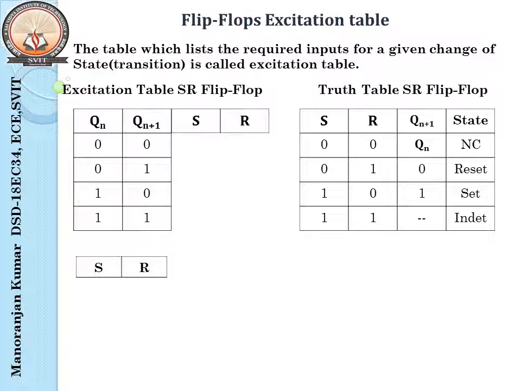So for the no change state, what is my input? I'll go to this truth table again. For no change, what is the input we have? S is 0 and R is 0. So I'll take that value here. You can see I have taken the first combination. For S and R, my output is the same, that is the no change condition. So whatever the present state, that will be your next state.